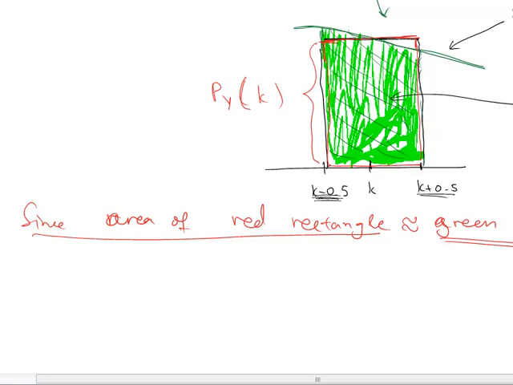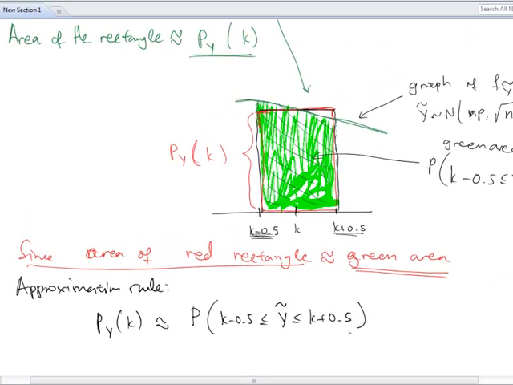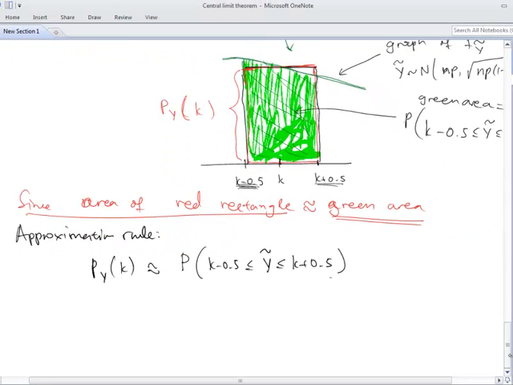So in other words, I have already made my approximation rule: the probability that the binomially distributed random variable y takes the value k is approximately equal to the probability that y tilde, which has normal distribution, takes values between k minus 0.5 and k plus 0.5. And the fact that I add and subtract 0.5, this is called continuity correction.